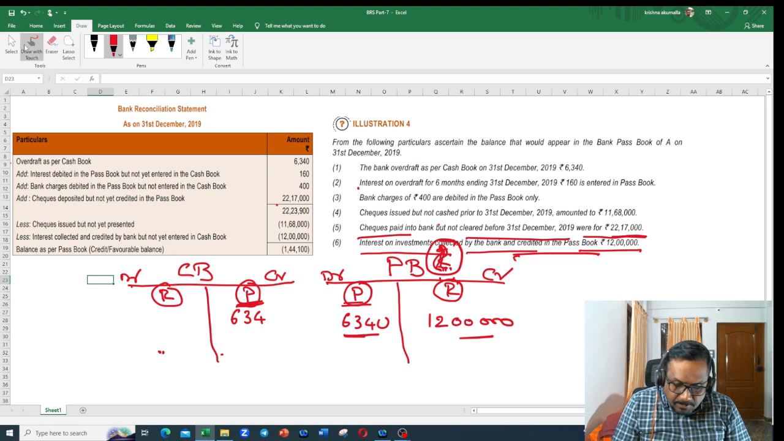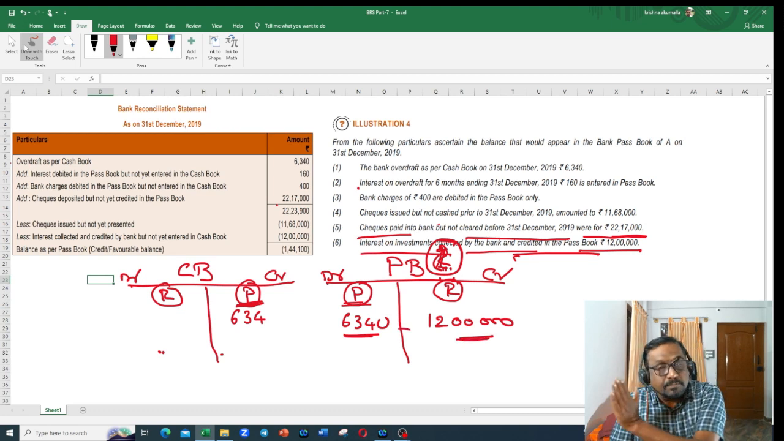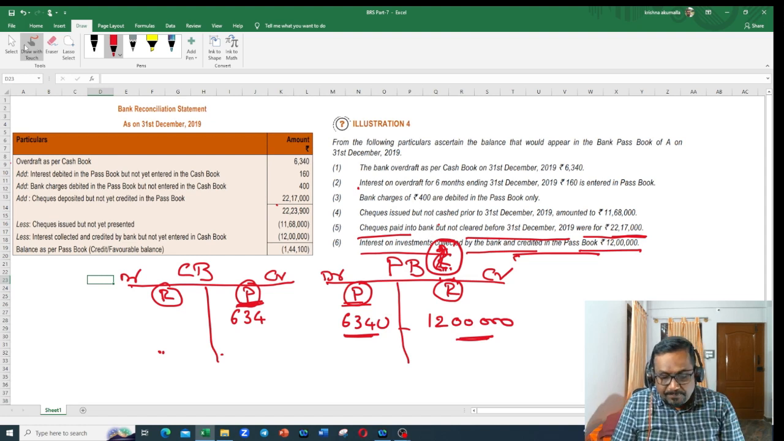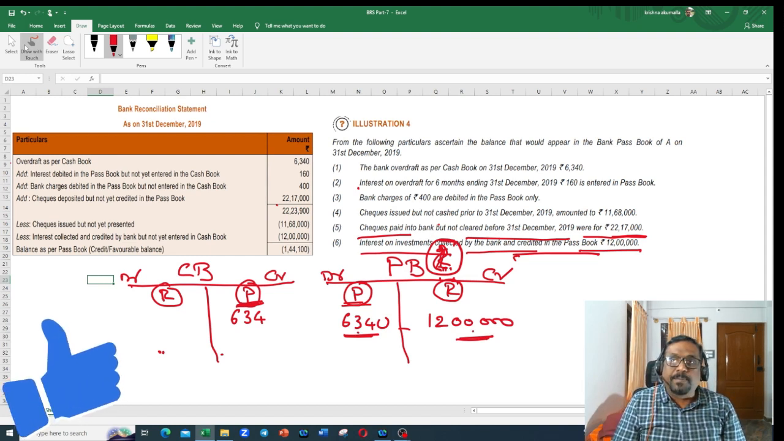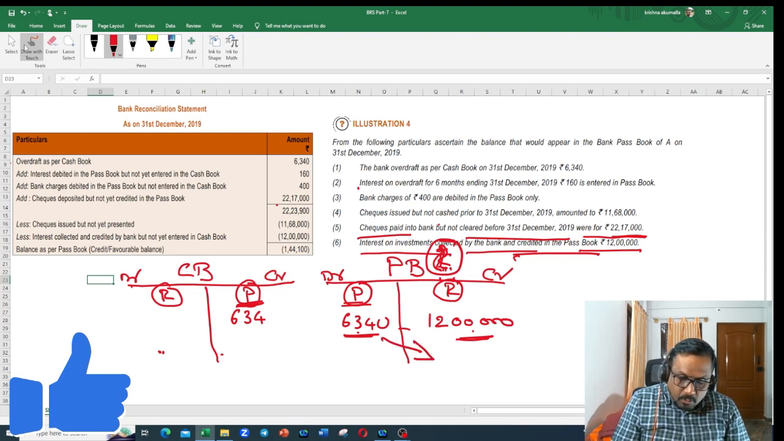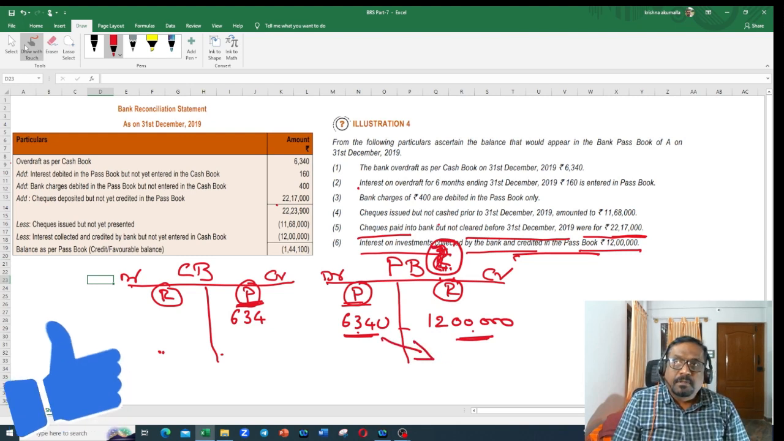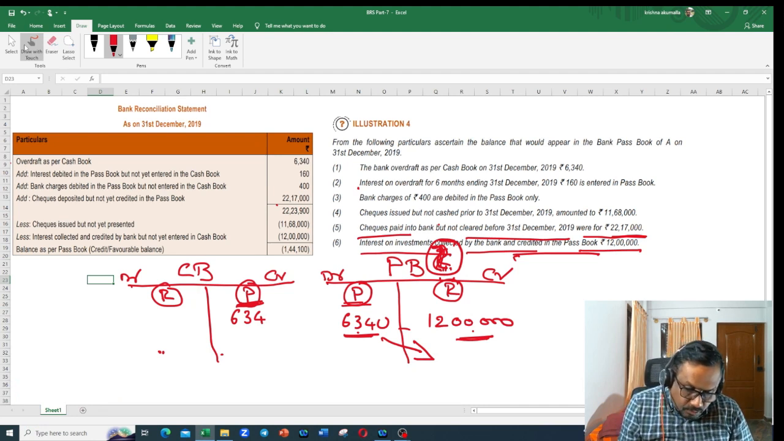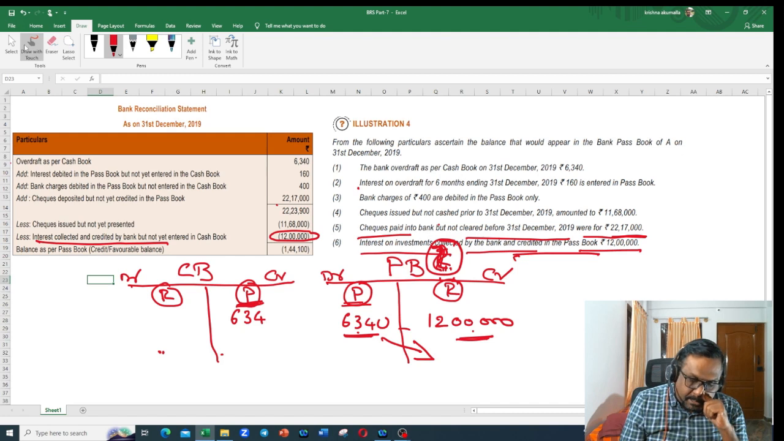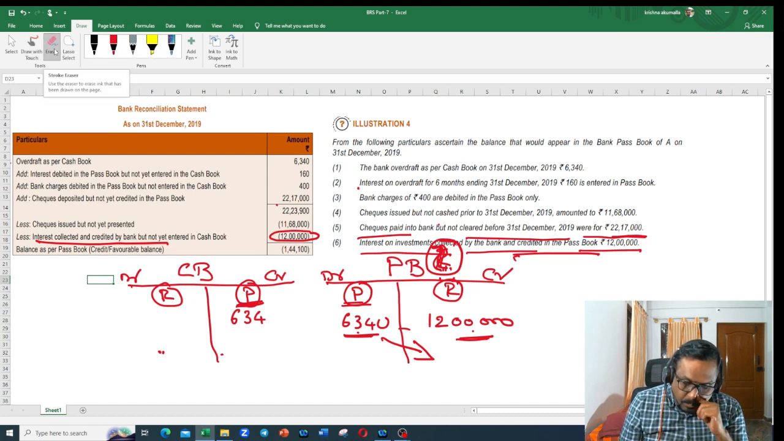So now what happened? One debit is here, one credit. With one debit and one credit, the balance will reduce. Please refer to my previous video again. The balance will come down. So the question mark balance got reduced, and you need to deduct that amount. So 12 lakhs you need to deduct here. What did we write here? Interest collected and credited by the bank but not entered in the cash book, 12 lakhs. Are you clear? This is what we need to record.